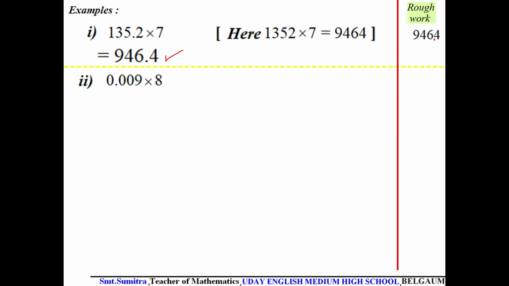Try this. 0.009 into 8. Like I said, the whole numbers you take, 9 into 8 is 72. Here after decimal point 3 digits are there. So you have to write one more 0 here and then you put decimal point. The answer is 0.072.